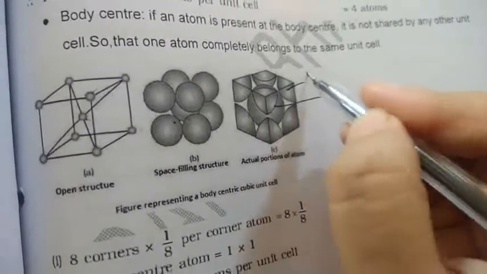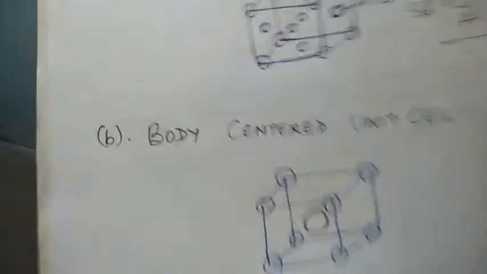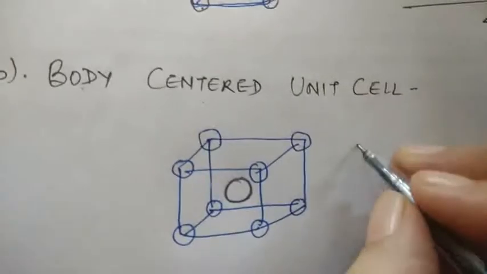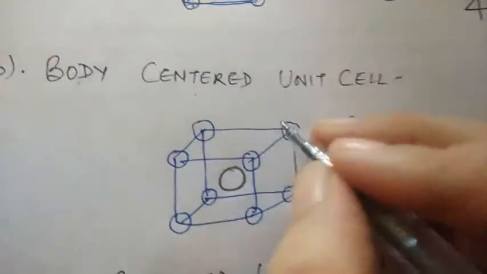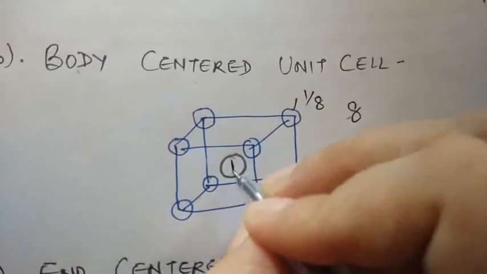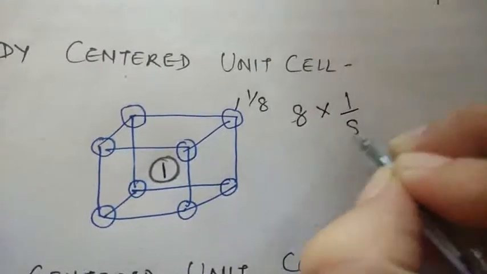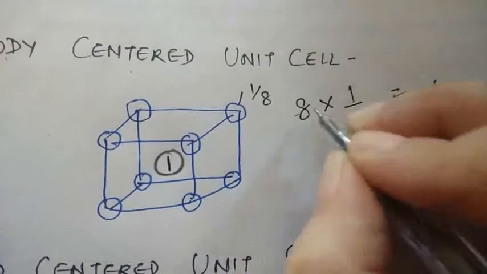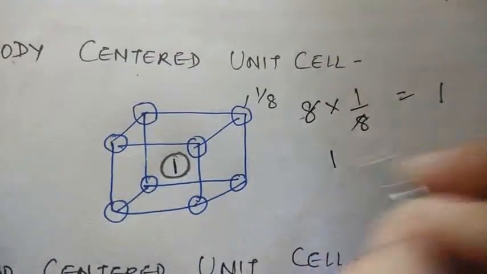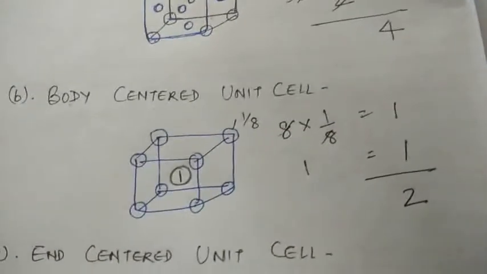And the corner ones you know already, 1/8. So if we calculate for body centered, these corner ones are contributing 1/8 each and this one is contributing the entire 1. So the corner ones, 8 into 1 upon 8, is 1 and at the center is 1. So the total will be 2. So it means the number of atoms in a body centered unit cell is 2.